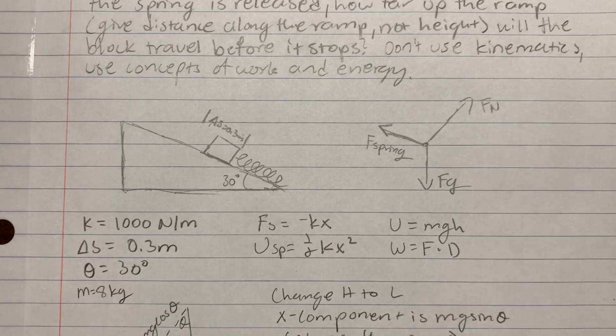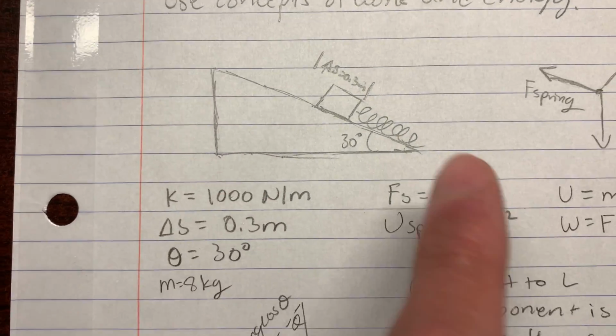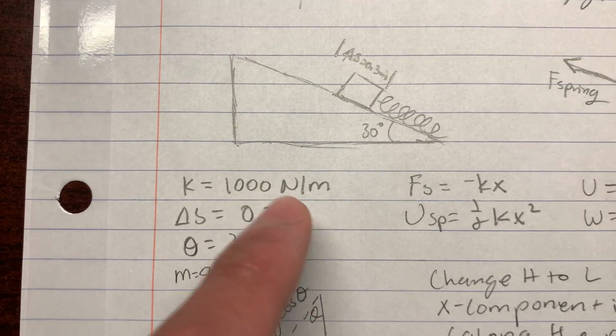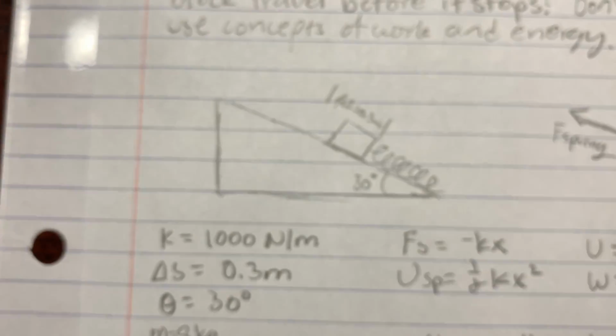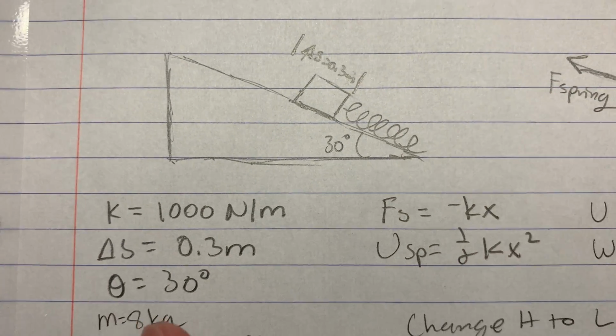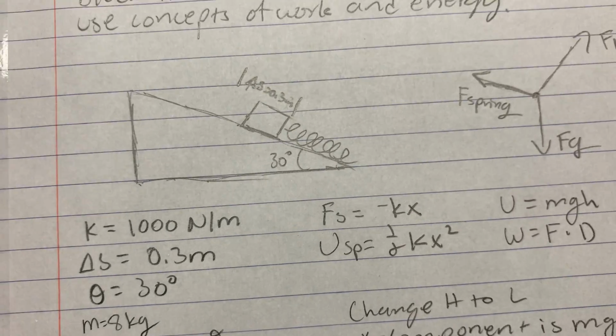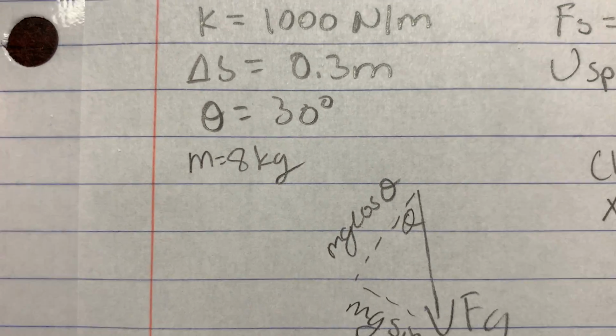So they give us this diagram. There's a spring, the spring constant is 1,000. The spring is compressed 0.3 meters, shown right there, so that's 0.3 meters. And the angle of the ramp is 30 degrees, and the mass of the block is 8 kilograms.